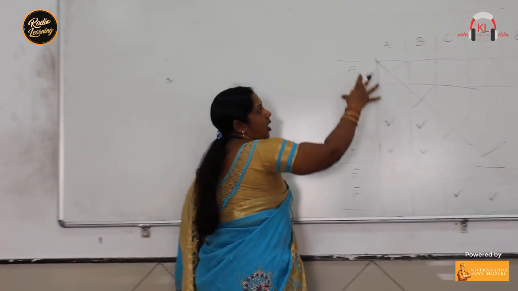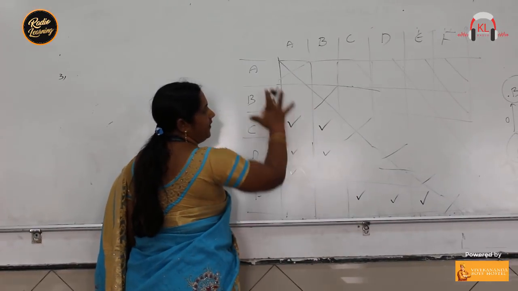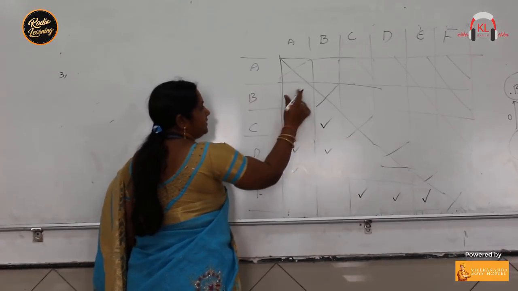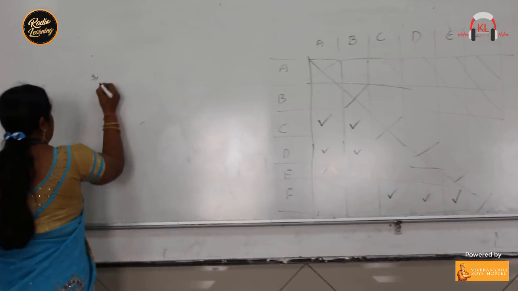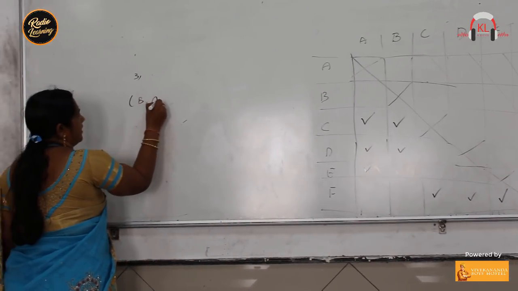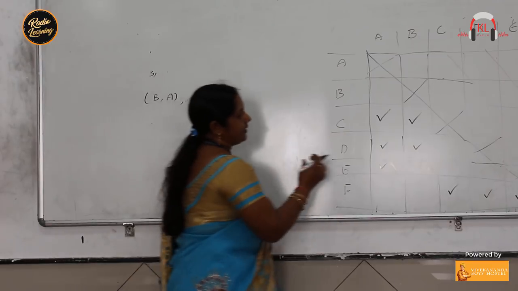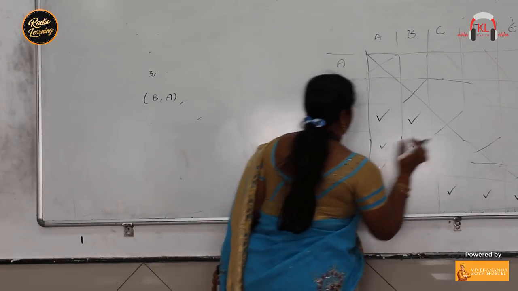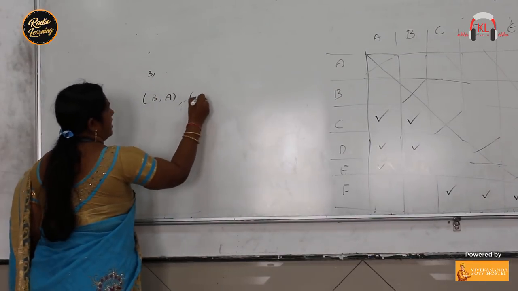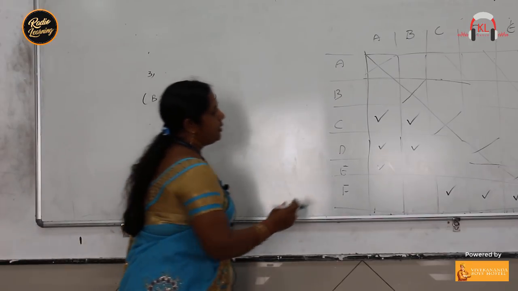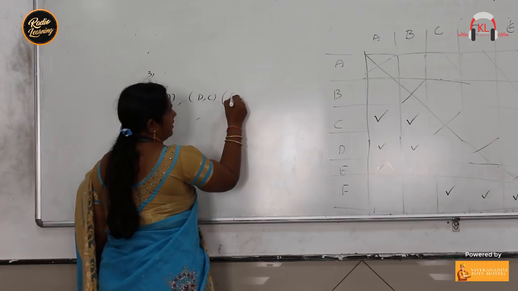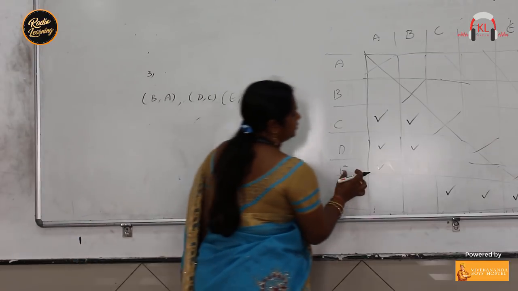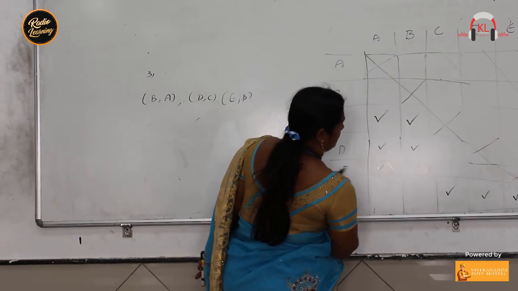Now collect all the unmarked pairs. If you look at this diagram, we can see this cell is unmarked. So take this pair B, A. B, A is an unmarked pair. Also you can see here D, C. D, C is an unmarked pair. Also you can see E, B. E, B is an unmarked pair. And you can see E, D.